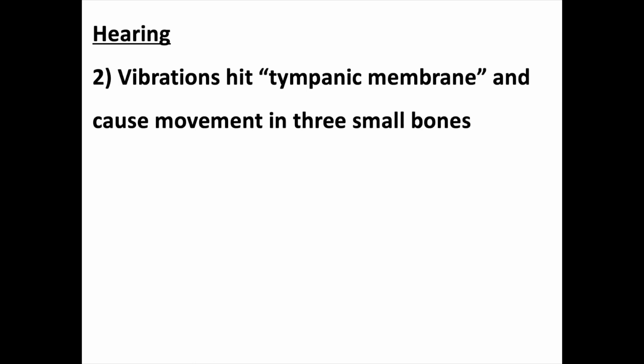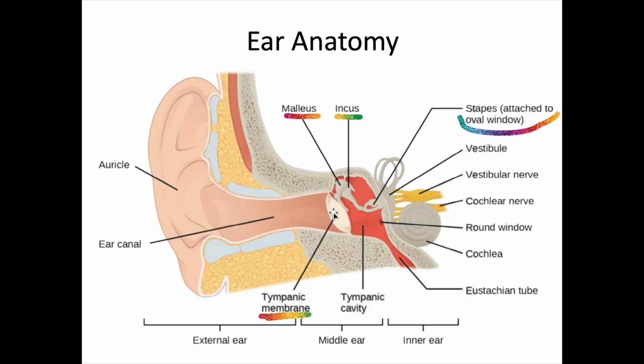Once it's in the ear, these vibrations hit a structure called the tympanic membrane and cause the movement in 3 small bones, the incus, the malleus, and the stapes. You don't need to know those, just know 3 small bones. But here we see, there's the ear canal, here is the tympanic membrane, and yep, there's the malleus, there's the incus, there's the stapes.